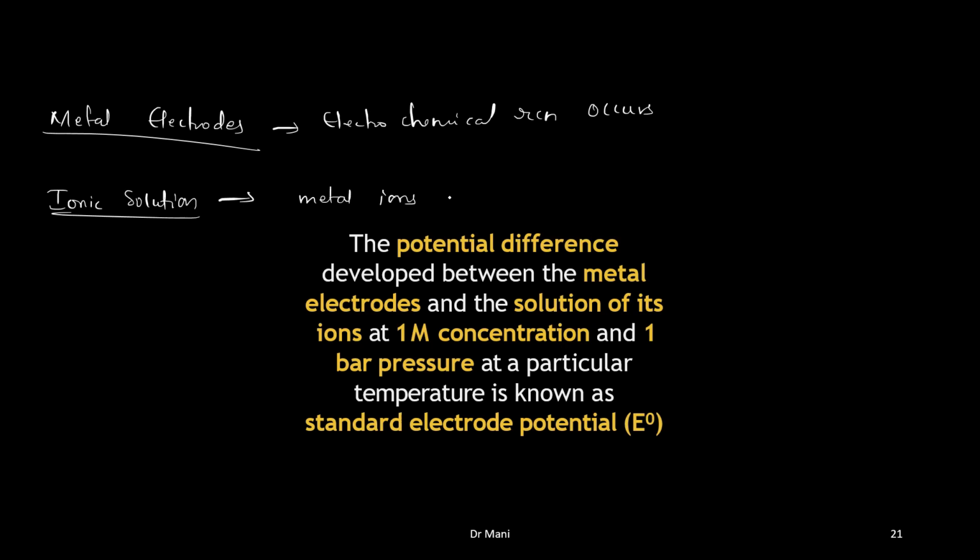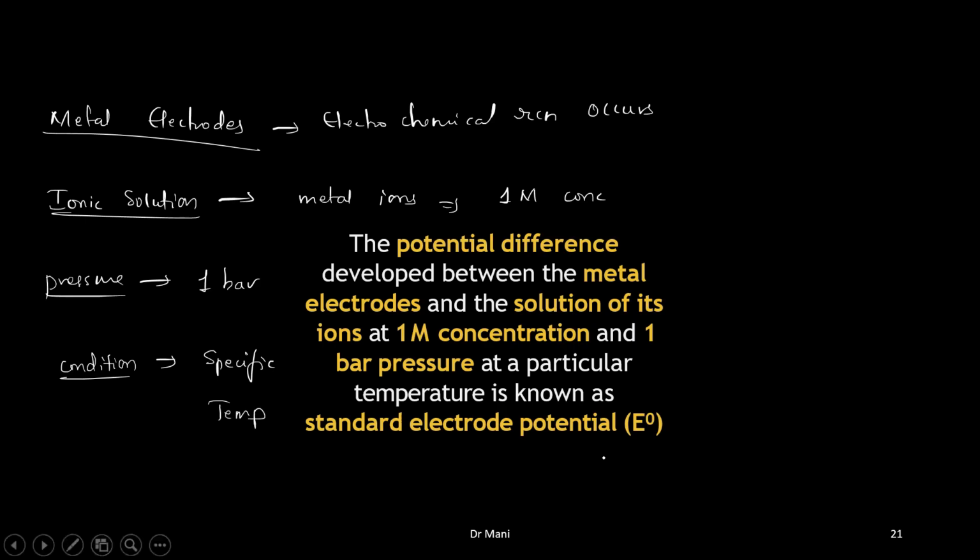At 1 molar concentration. Remember, this is at 1 molar concentration. And pressure, how much? Pressure is 1 bar. That means it is maintained at 1 bar pressure. And the condition is a particular temperature. It depends on whatever chemical solution you take, a certain temperature has to be maintained. So if you maintain all these things, then you call it the standard electrode potential.